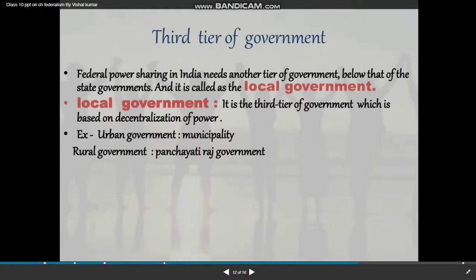Third tier of government. Federal power sharing in India needed another tier of government below the state government, which was called local government. Local government is the third tier of government which is based on decentralization of power. Examples: urban government, municipality, rural government, panchayati raj government.